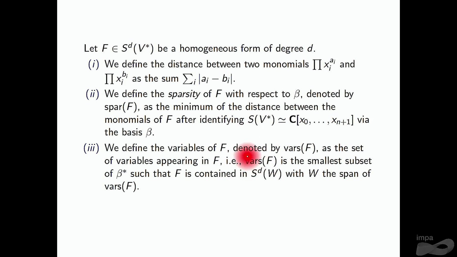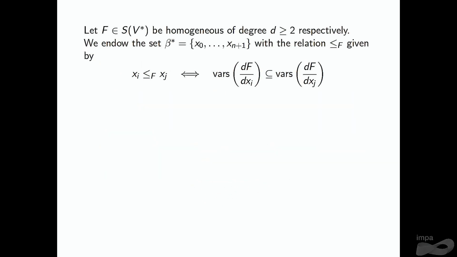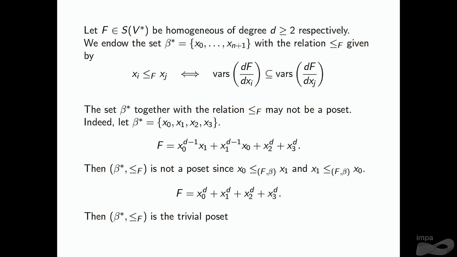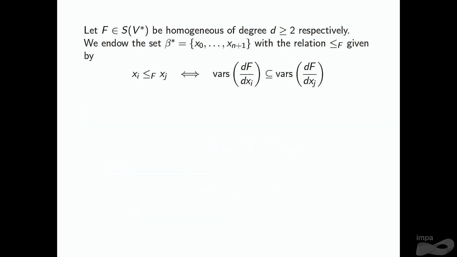And we define the variables of f exactly as the variables that appear. So it's an equation, some variables appear, some variables may not appear. The set of variables that actually appear in a form, we define as the variables of it. Let me show the whole thing. We're going to define a relationship between variables in forms.